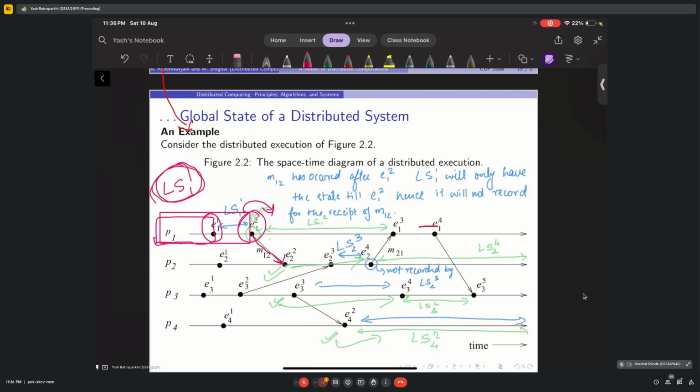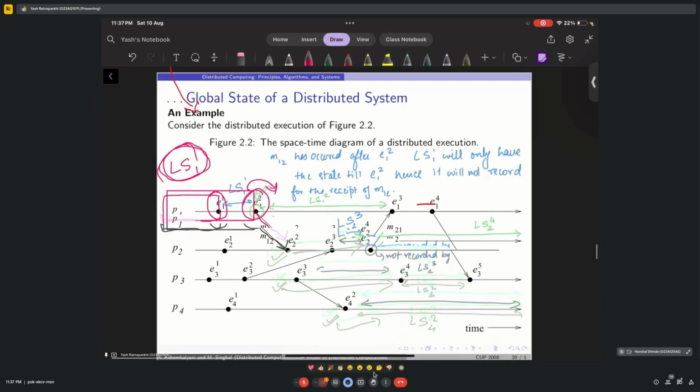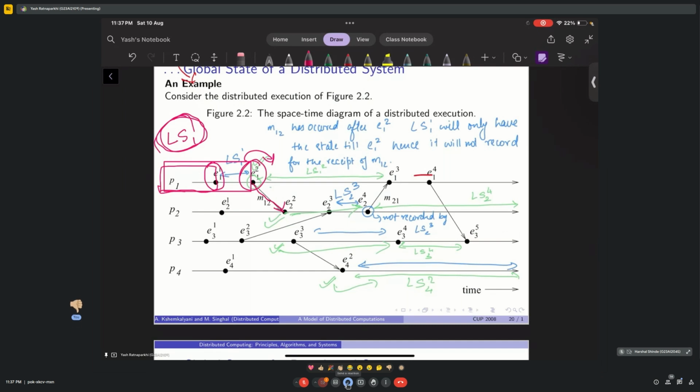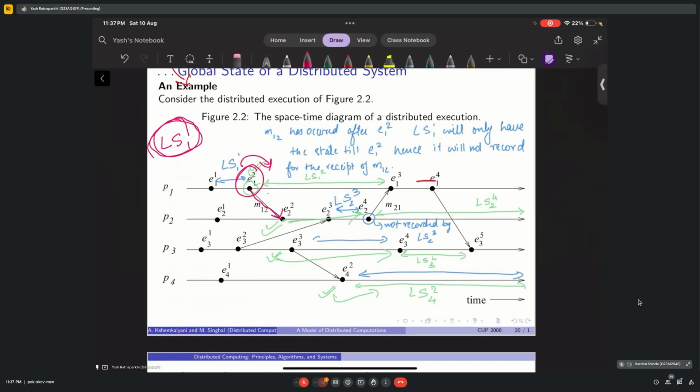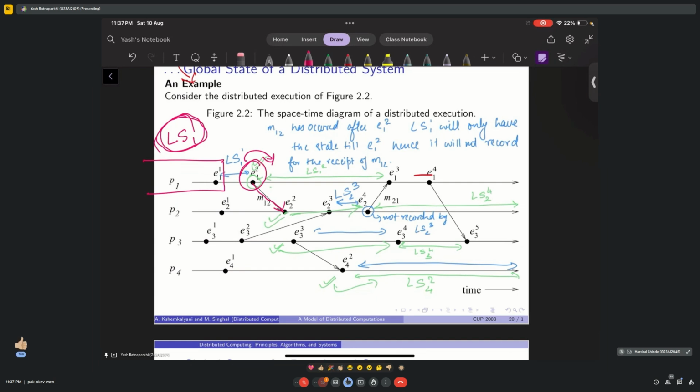Is it making sense to you, or should I explain again? Okay, what I'm trying to say, LS11 means, yes, I'll explain it again, don't worry. Look here, okay, step by step. What is LS11? LS11 is the local state at E11, local state of E11. So local state of E11 will be this. Harshal, this you understood? Is it clear to you?